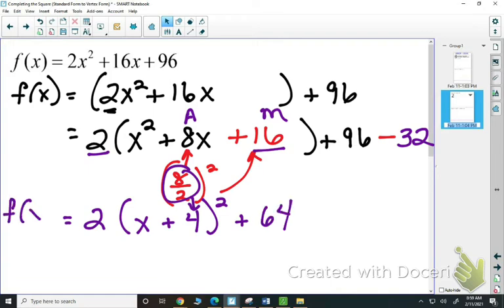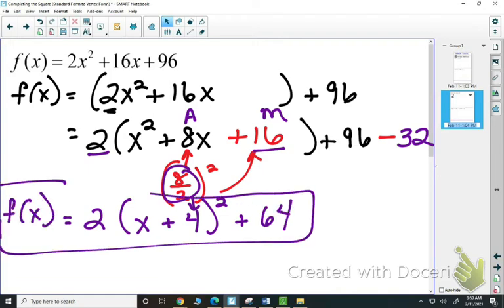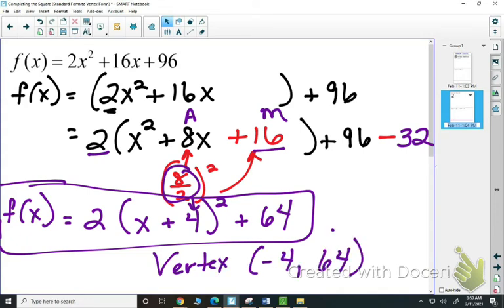So again, this is the vertex form. 2 times the quantity x plus 4 squared, and then plus 64. So my vertex is going to be at -4, 64. So again, we're completing the square to get the quadratic in vertex form, and then we're also identifying the vertex.